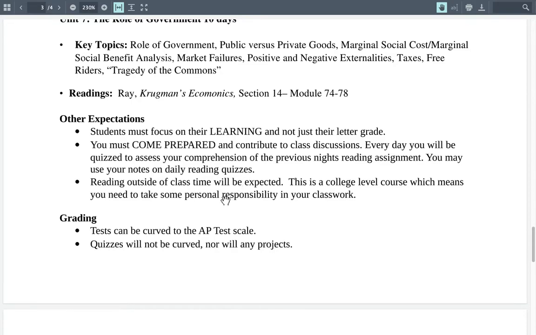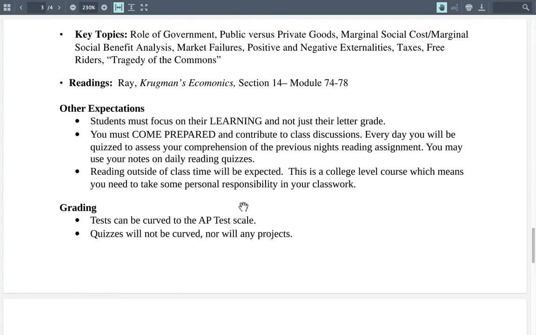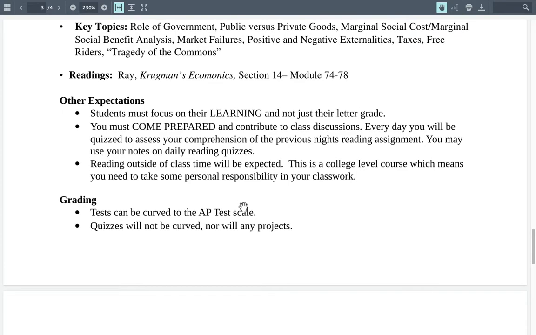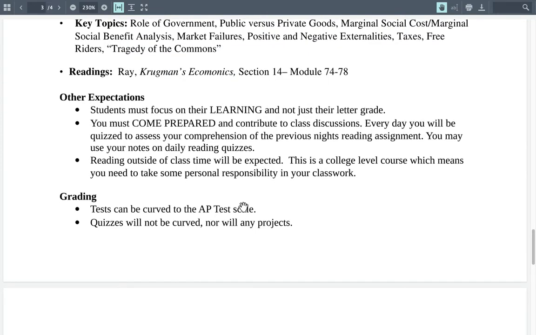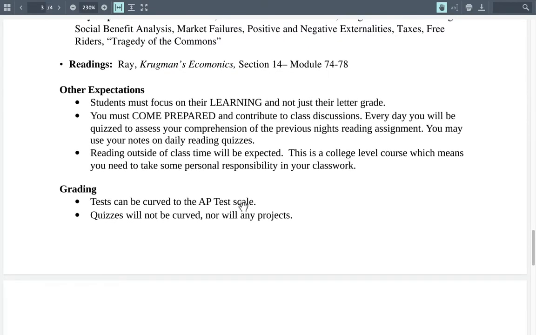Reading outside of class time is obviously expected this year. One big thing I know changes a whole lot from high school to college is the outside reading time. So really, I give them no time to read their textbook in class. That's expected to be done outside of class. So if they want a true understanding of everything, they really need to focus on reading through the textbook, taking some notes as they do that, and that'll definitely help them with their understanding.